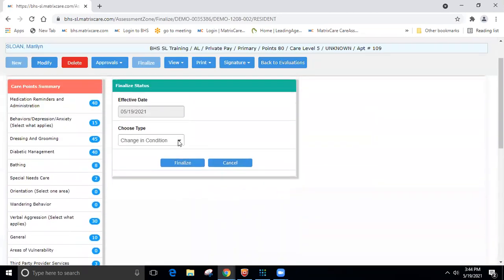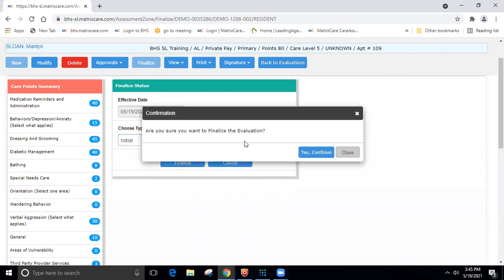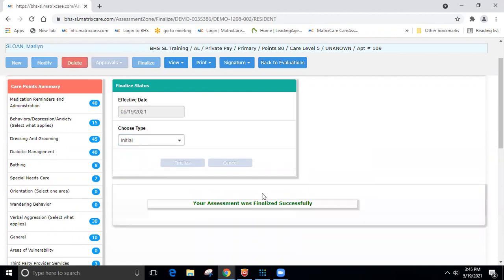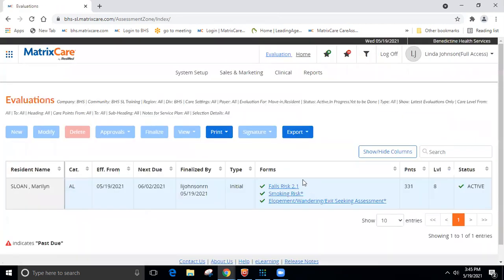We're going to go ahead and choose our type of assessment. If we do initial, it could create the next one, which would be 5 or 14, whatever your state has for you. But this we'll put as initial and we'll hit finalize. It's just going to say, are you sure? And we'll say yes. And now it'll give you a warning that it was finalized successfully. Go ahead and go back to evaluations.